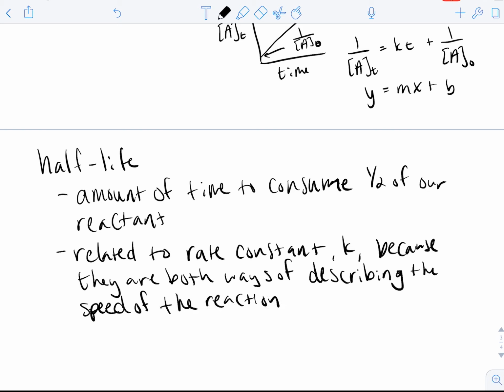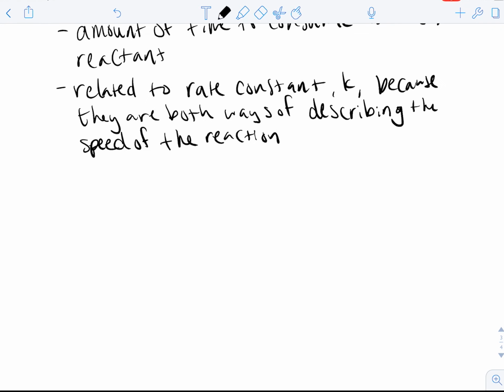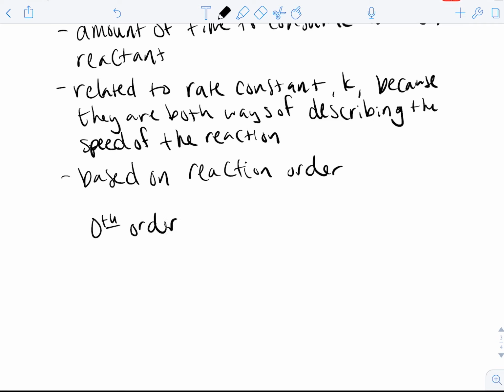The smaller our half-life, or the greater our K value, the faster our reaction is, or the faster our rate is. So again, our half-life is based on reaction order. So we have different half-life equations based on if it's 0th order, 1st order, or 2nd order. So for our 0th order, our half-life, T1/2, which is half-life, is equal to our initial A concentration divided by 2 times our rate constant K.